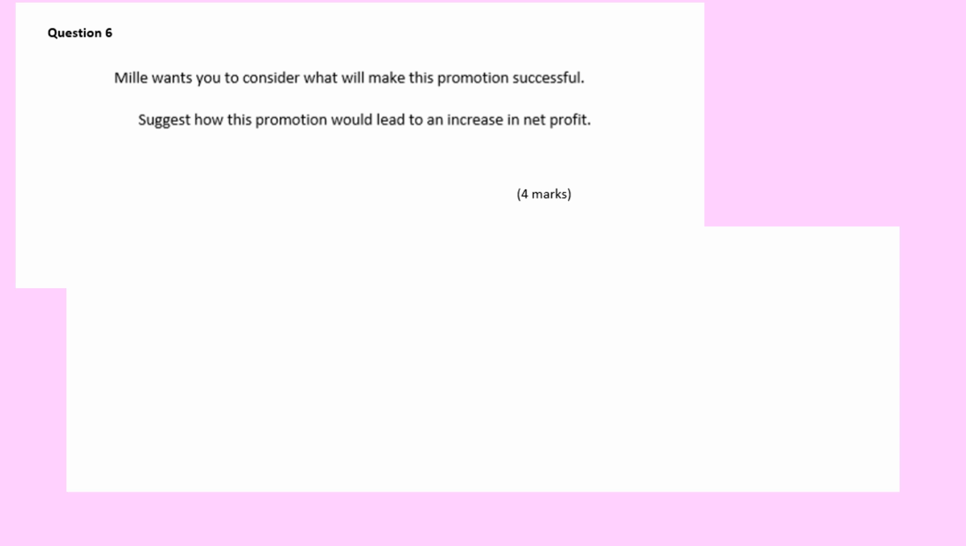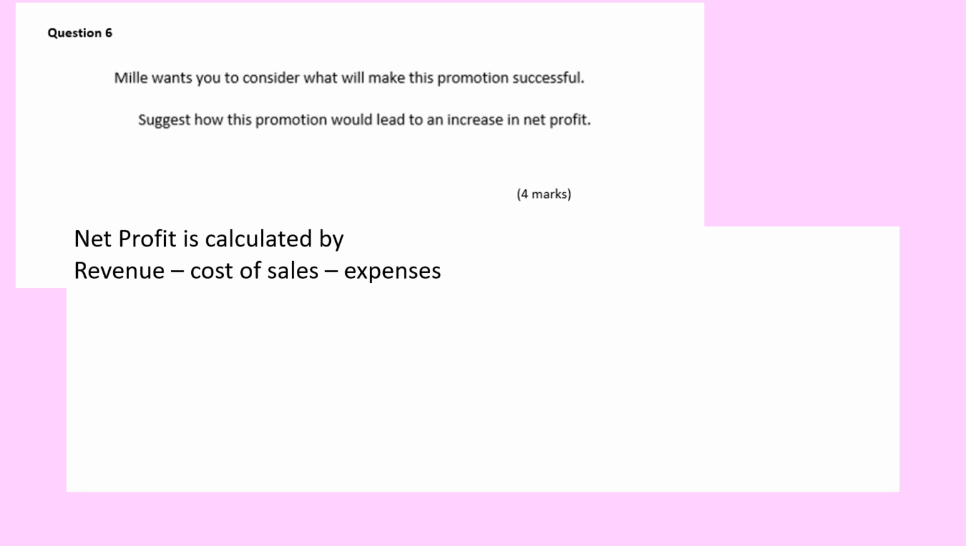Question 6, the last one. Millie wants you to consider what will make this promotion successful. Suggest how this promotion will lead to an increase in net profit. So remember, we are talking about net profit. That's what it's about. So I'm first of all going to start off by saying what net profit is. So net profit is calculated by the revenue minus cost of sales minus expenses. So I now know what I'm talking about.